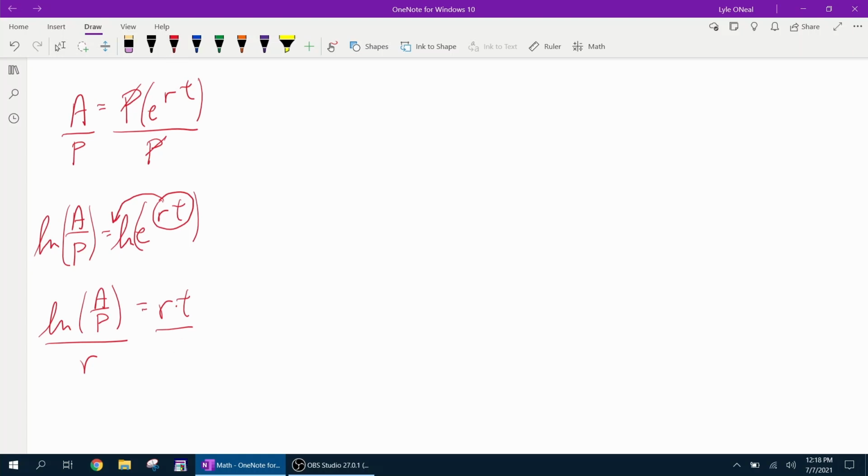Or if you're trying to solve for R, you can divide both sides by T. Either one. And that's basically the process for solving for any of the variables that you might need to isolate in either one of these formulas. And now we're going to move on and look at some specific examples.